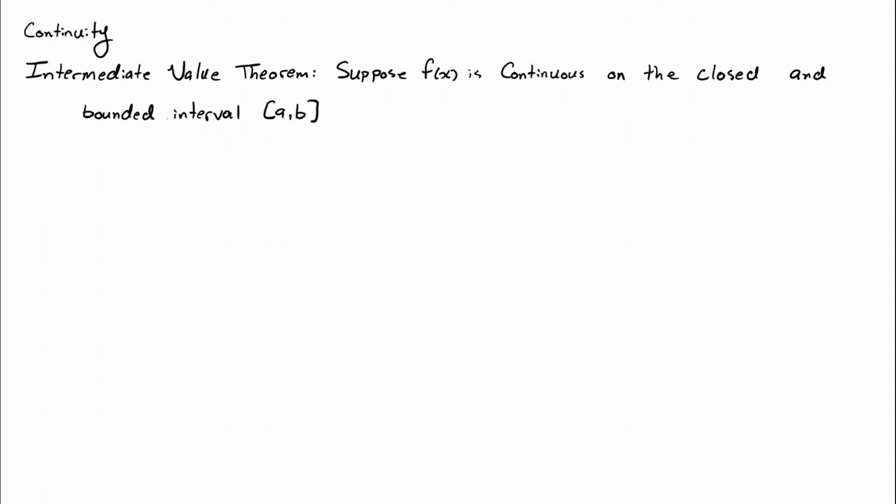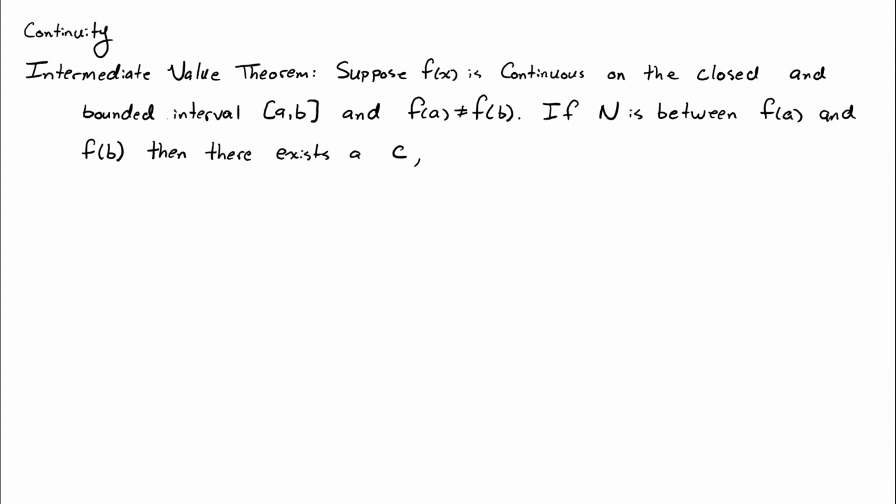This brings us to the intermediate value theorem. This is arguably the most important theorem in this course, definitely top 2. The intermediate value theorem says, suppose f of x is continuous on the closed and bounded interval a to b, and f of a is not equal to f of b. If n is between f of a and f of b, then there is a c between a and b so that f of c equals n.